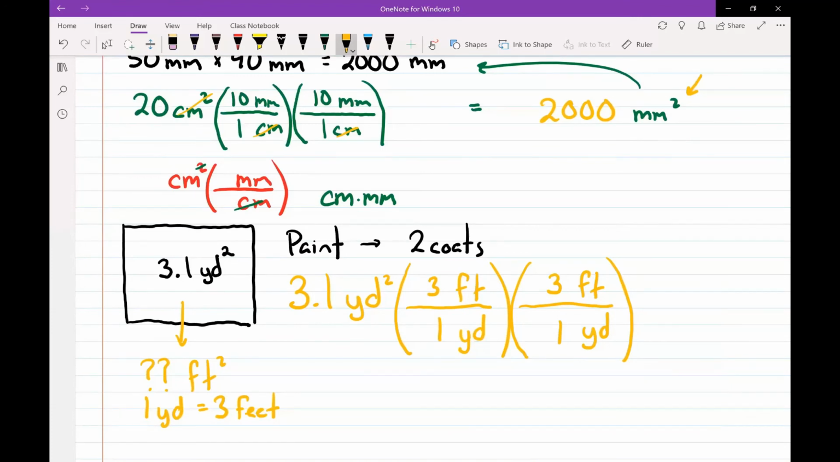So you have yards squared divided by yard, and I have feet times feet, so that's going to be feet squared. I use my calculator, 3.1 times 3 times 3, and that gives me 27.9. Yards cancel, and I'm left with feet squared in that case.